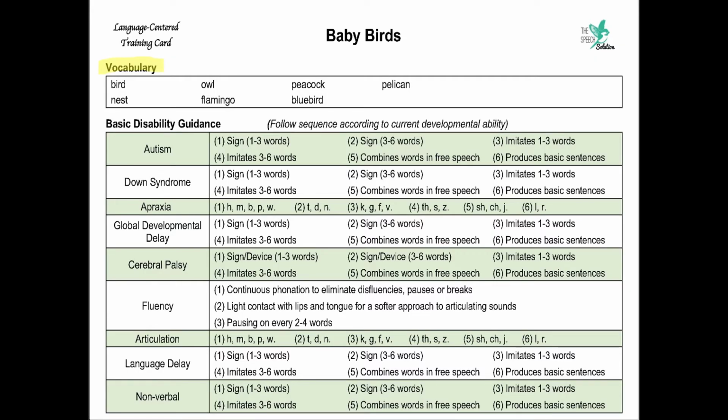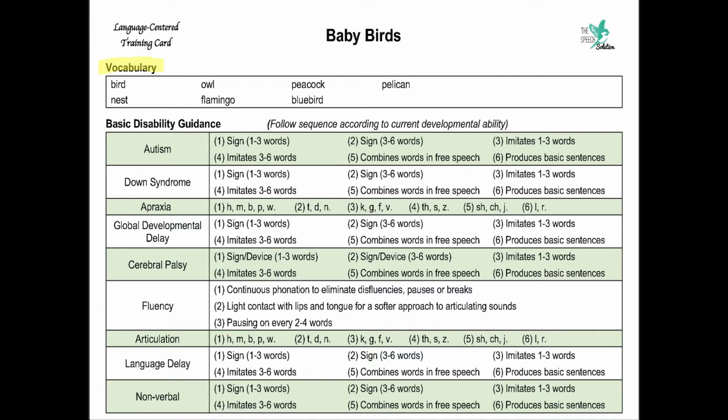Okay, so we are going to take a look at side one of a language-centered training card, or the top half of the card. Let's look at the features of this card. You will find the name of the activity at the top of the card. Right under the name of the activity, you will find a list of vocabulary words.